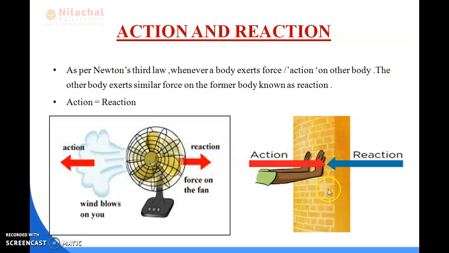And see the next, the second picture, where a man is giving a push force to the wall. Okay, it is the action force, and whenever the wall also gives the opposite reaction to the man's hand, it is your reaction. So as per Newton's third law, whenever a body exerts a force, the action, on another body, and the other body exerts a similar force on the former body, that is known as the reaction.